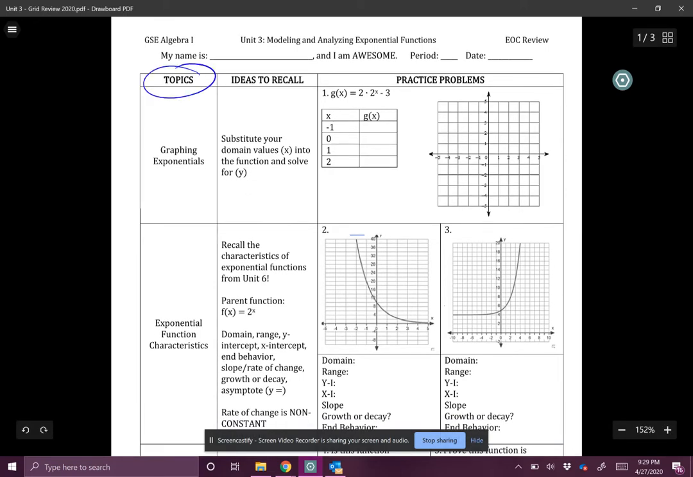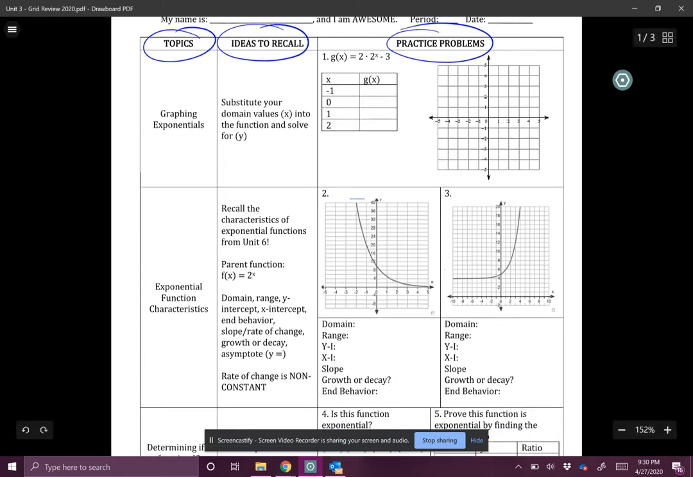Remember, we've got our topics first column, ideas to recall second column, and practice problems for our third one. Make sure you're reading through the ideas to recall column just to give you some ideas about some important hints to kind of help you answer those practice problems.